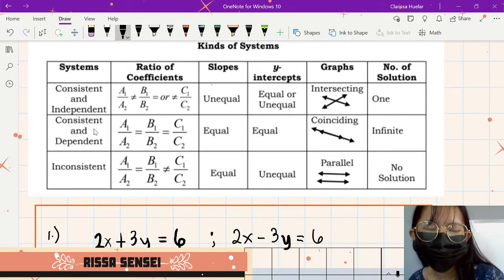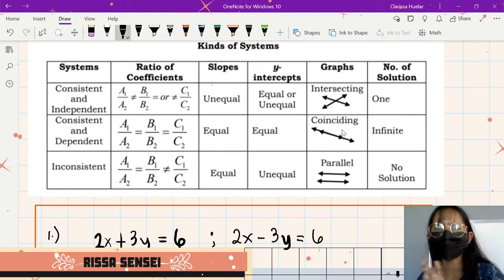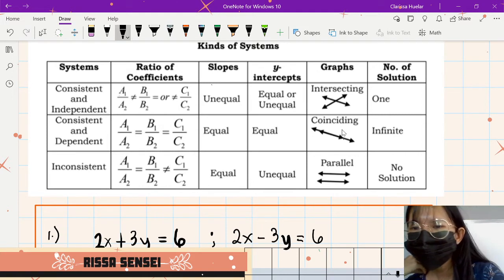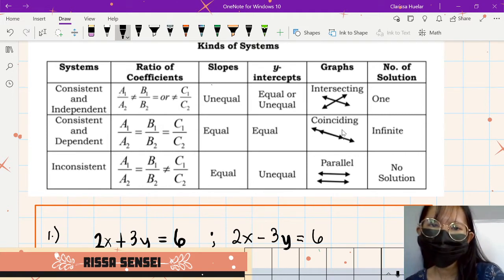The second, consistent and dependent, if the ratios of the coefficients are all equal, then it is consistent and dependent. The slopes are also equal, as well as the y-intercepts, and the graphs are coinciding. So magkasama yung from start to the end, magkasama yung dalawang graph. Tapos, number of solution is infinitely many solution. So, sobrang dami.